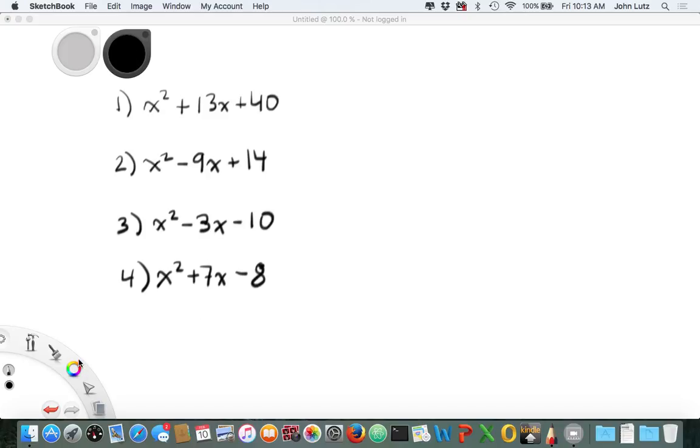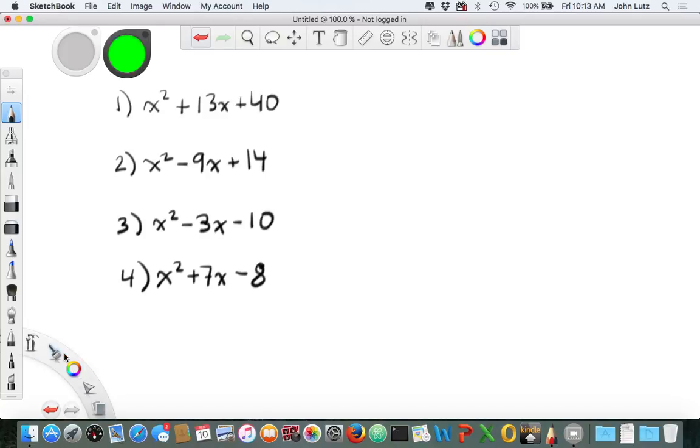Okay, so I was asked to make a video showing how you know what sign to put in which pair of parentheses when you are factoring quadratics. So take a look. I have four different types of problems here.